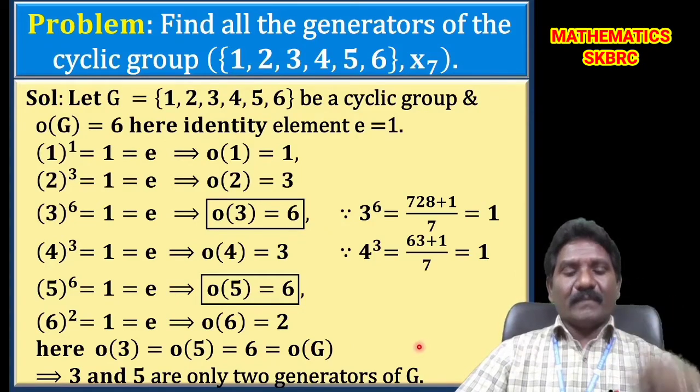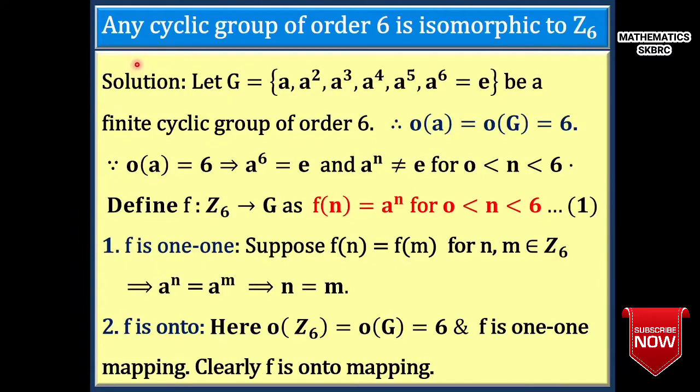Hence completed. Example problem. Prove that any cyclic group of order 6 is isomorphic to Z6, where Z6 is the set of all residue classes modulo 6. Let G be a finite cyclic group of order 6 with generator a. Since a is the generator of G, the order of a is equal to the order of G, which is 6. The generator's order must be equal to the order of the group.